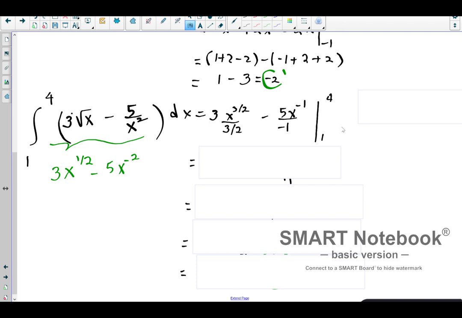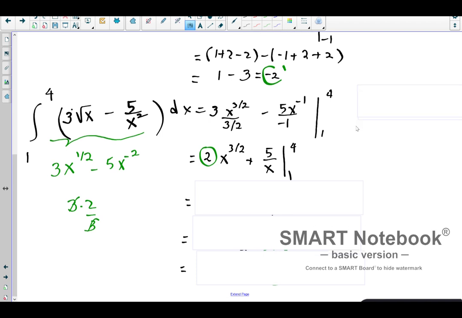Now we need to clean this up a bit before we plug in the limits. For example, 3 divided by 3 over 2 you can write as 3 times 2/3, right? And in 3 times 2/3, the 3's cancel, so you're just left with a 2. That's how I got this 2 here, times x to the 3/2. And these two negatives will give me a positive, basically. And for 5x to the negative 1, bring that x to the negative 1 to the denominator. So you'll have plus 5 over x. At this point, we're ready to plug in the limits. We have done the integration, we have done the simplification.